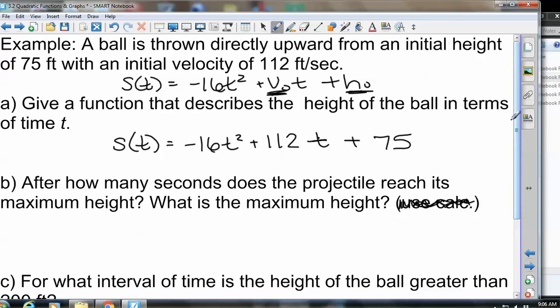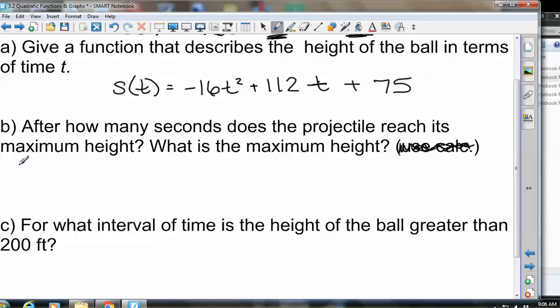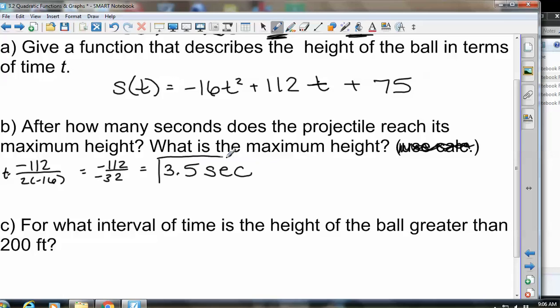We need to do the opposite of b over 2a. So I have my quadratic equation. So opposite of b, so negative 112 over 2 times negative 16 gives me 3.5. Is the 3.5 my maximum height? No, it's your x. That's my x, which in this case was t. So this means it's after 3.5 seconds that we hit our highest value.